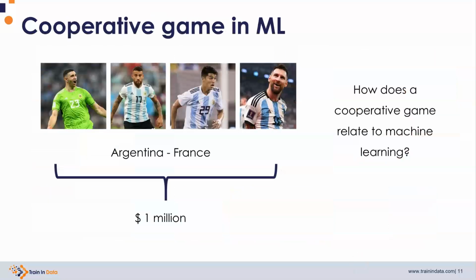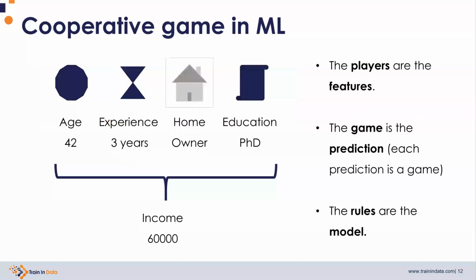But how does this relate to machine learning and understanding how the features contribute to the model's prediction? Well, in machine learning, the players are the features. The game is the prediction, and note that each prediction is one game. And the rules are the model. We haven't talked about rules yet, that will come later. But in game theory, we have basically three components: the players, the game, and the rules.